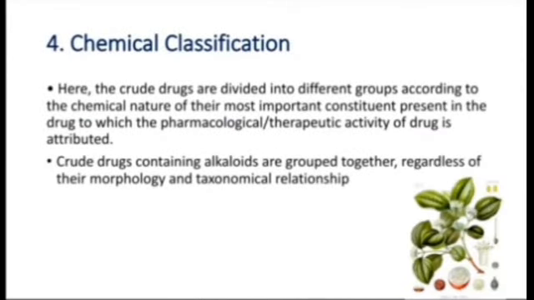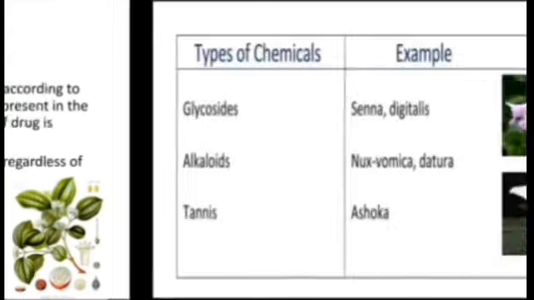Fourth classification, chemical classification. Here the crude drugs are divided into different groups according to the chemical nature of their most important constituent present in the drug, to which the pharmacological or therapeutic activity of the drug is attributed. Crude drugs containing alkaloids are grouped together regardless of their morphology and taxonomical relationship.